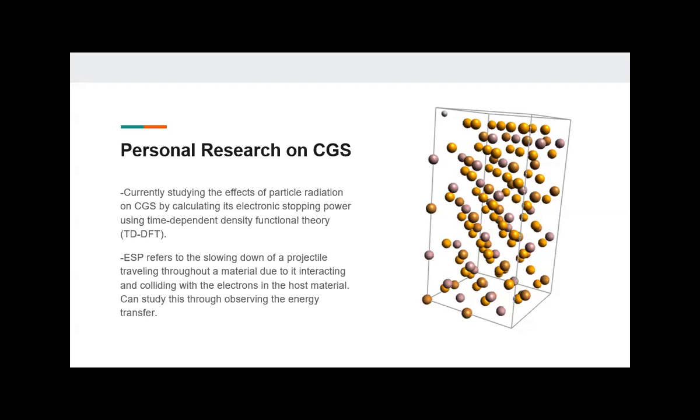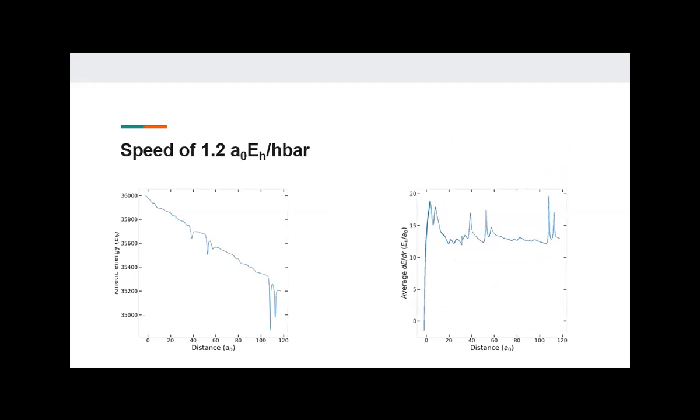And we can study how the electronic stopping power changes at these different speeds by looking at the energy of the system and the energy transfer that will come about from this radiation particle. So at a speed of 1.2 Bohr times energy divided by h bar, which is the unit speed, you see that this is the kinetic energy of the particle as it's traveling through the material. So it's steadily decreasing, and you have kind of these points. That's going to be around where you're around probably bigger atoms or something like that. And you're going to be decreasing this energy.